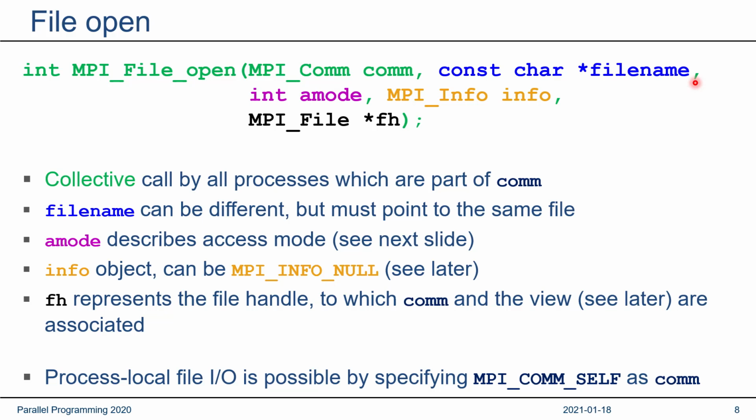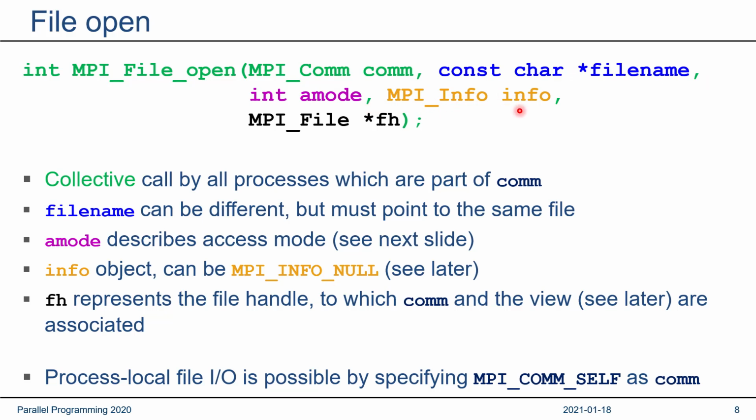There must be a file name, of course, and all the open calls in the communicator must of course open the same file, although the file name might be different. A mode is an access mode, just like with POSIX I/O. You can specify different things here, and we'll come to that on the next slide.